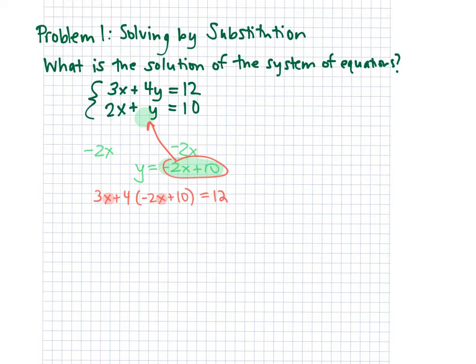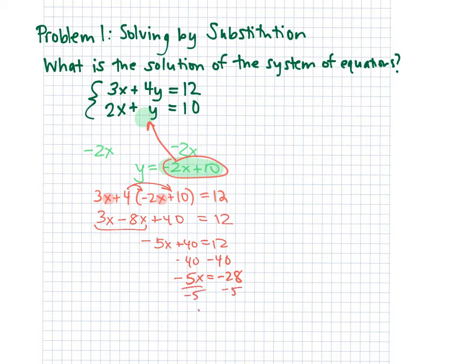So we'll simplify this left side. This is 3x, and then we have to distribute this 4, so negative 8x plus 40 equals 12. Then we can combine these two to be negative 5x plus 40 equals 12, and then subtract 40. And then I won't make you walk through all these steps each time. Okay, and then we divide both sides by negative 5. We get positive 5.6.